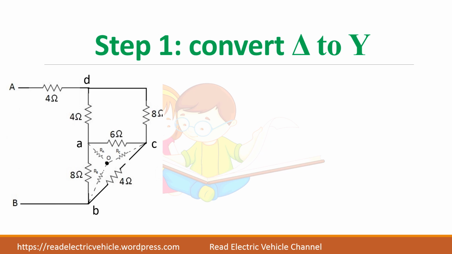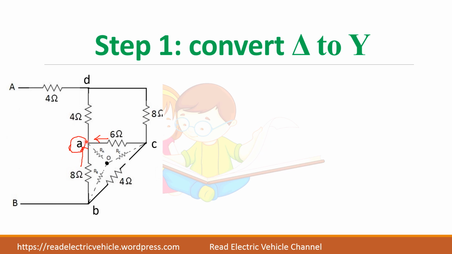Now let us convert this delta into star. So you have delta here, it should be converted into star, and when you have star connection you have a neutral point here. So if I want to find this, that's what I told, labeling is more important. I have labeled A, B, C, D. I have used small letters, but you can use anything, but always use labeling, that is more important.